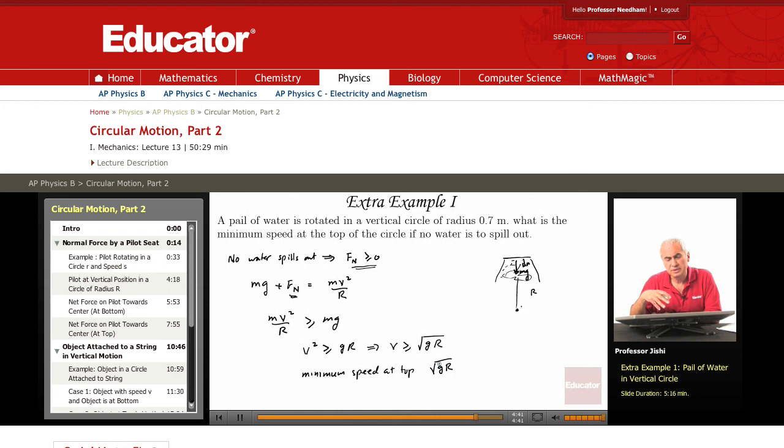All these problems, when something loses contact, that happens when the normal force becomes 0. As long as the normal force is greater than 0, even by an infinitesimal amount, the object does not lose contact with the surface.